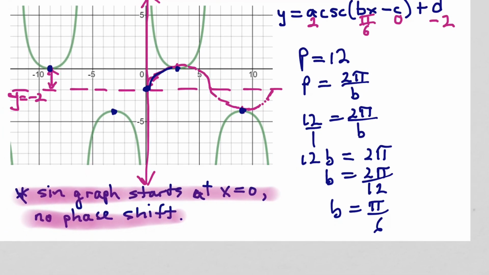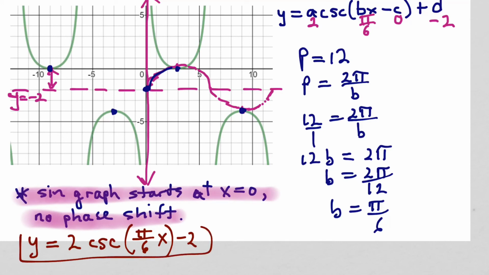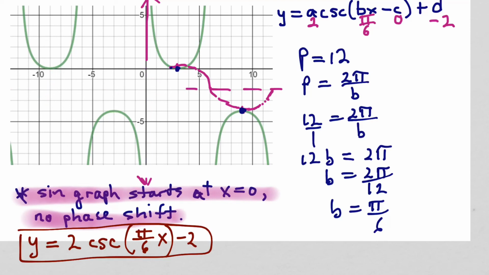So we've got the equation now. It's going to say y is equal to 2 cosecant of pi over 6x, close parentheses, because c is equal to 0, minus 2. So this is the equation that describes my graph, my cosecant graph, which is just the green parts and not all the construction lines here.